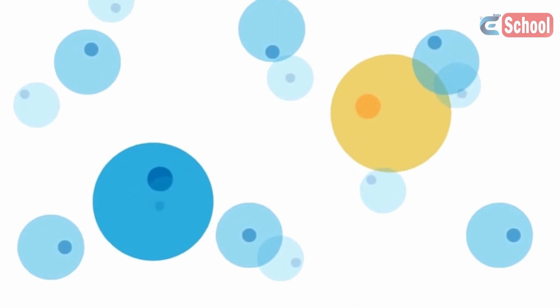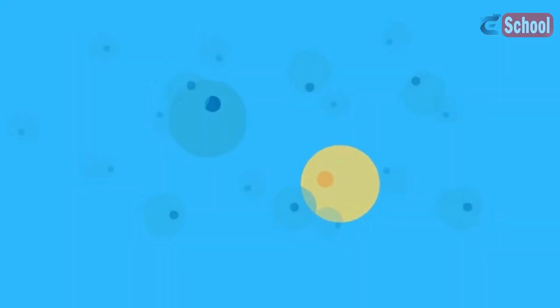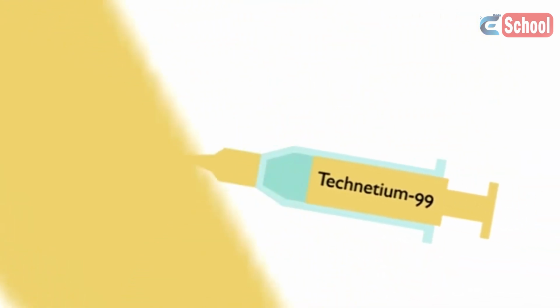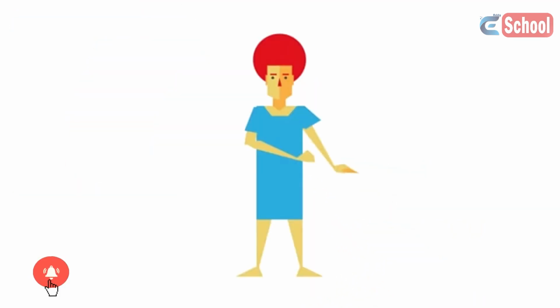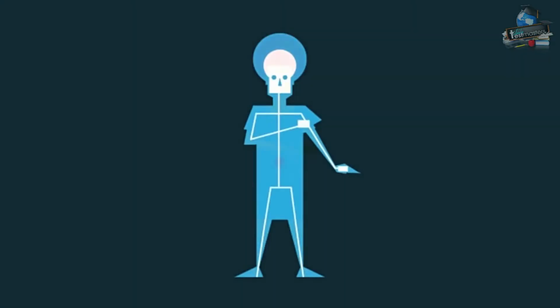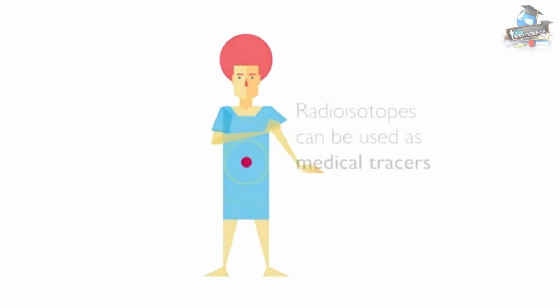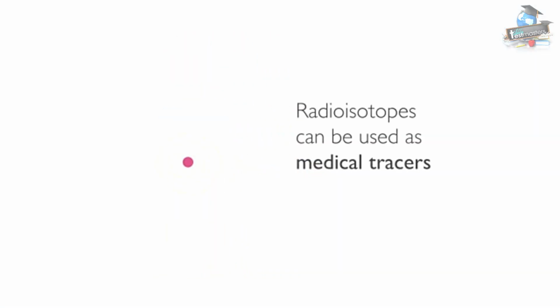Radioisotopes are often used in medicine to trace aspects of body chemistry or blood flow. For example, a small amount of the radioisotope technetium-99 may be injected into the bloodstream to show up on medical imaging and X-rays, and this is known as a medical tracer.